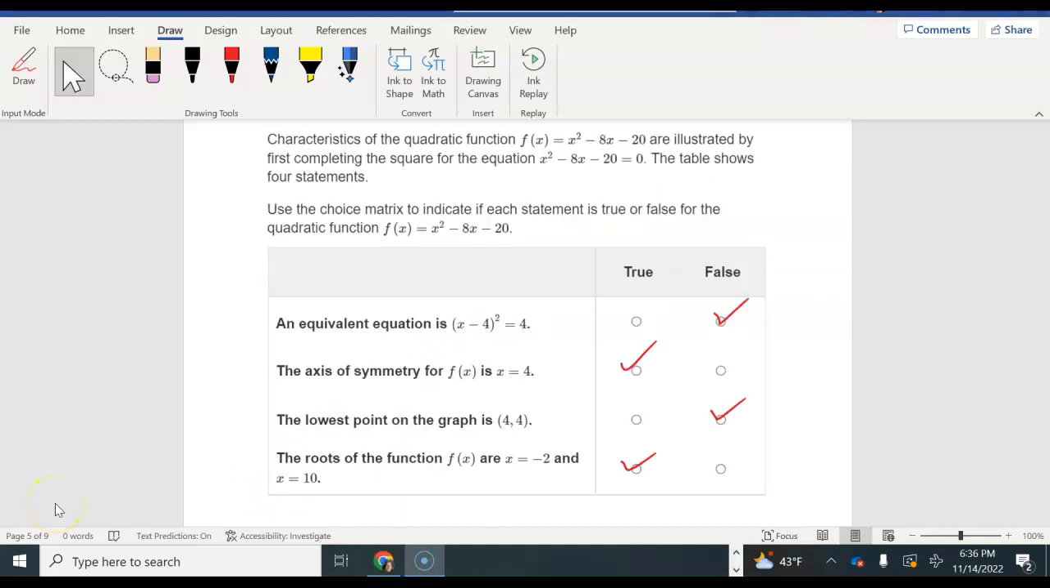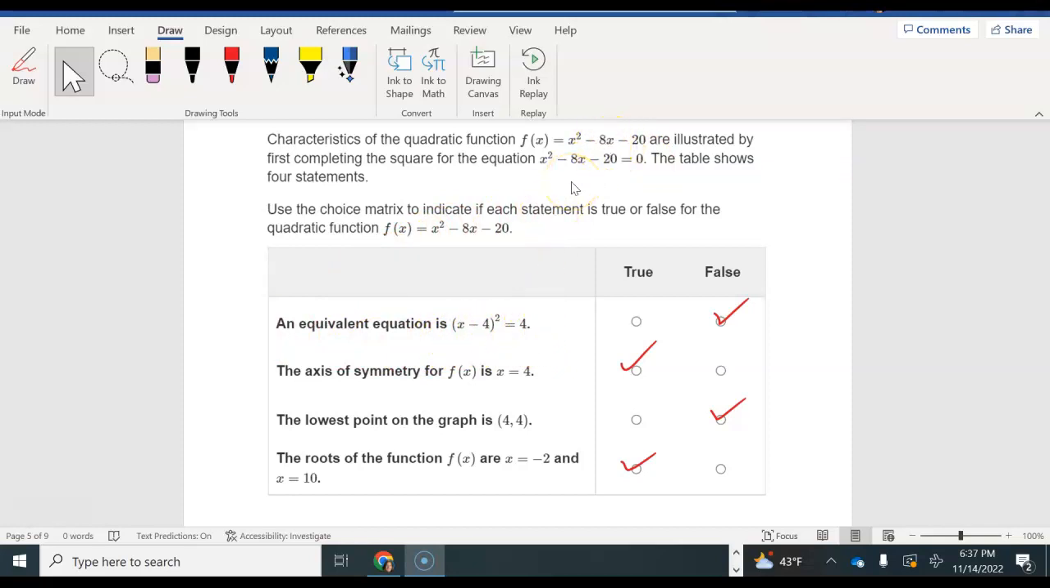All right, the next question says, characteristics of the quadratic function f of x equals x squared minus 8x minus 20 are illustrated by first completing the square for the equation. The table shows 4 statements. Use the choice matrix to indicate if each statement is true or false for the quadratic function. All right, so you can see here the only thing they did was replace the f of x with 0. And then they want to know, is this an equivalent function to this?